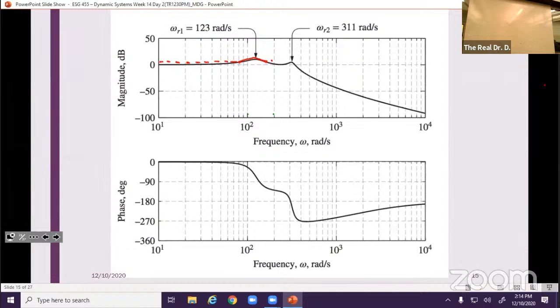Similarly, it keeps going, and let's say it hits the peak. We don't operate at 311 radians per second either. So we can operate between here and here. We can operate between here, and then from here all the way forward.